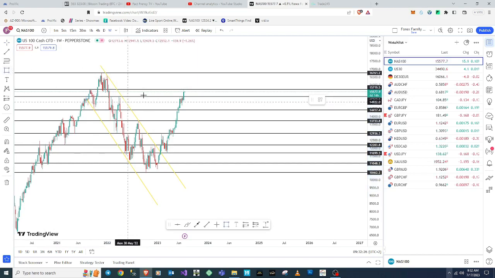Right now, where the market is basically going, we can see we have a resistance here. So this is a resistance. We're on a weekly time frame.